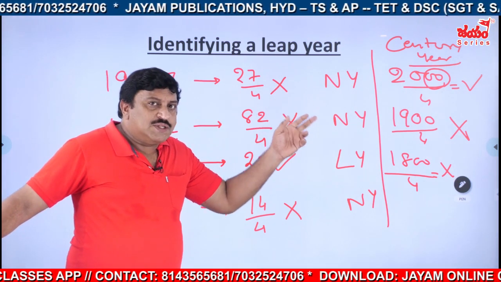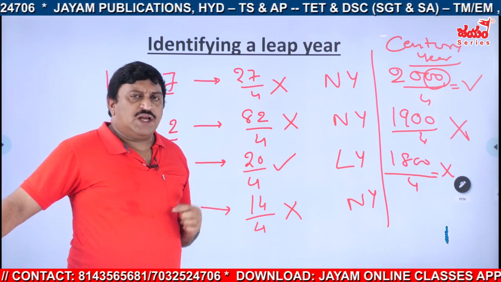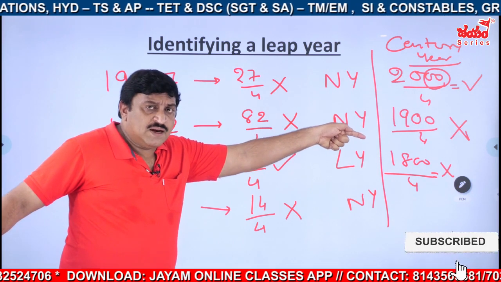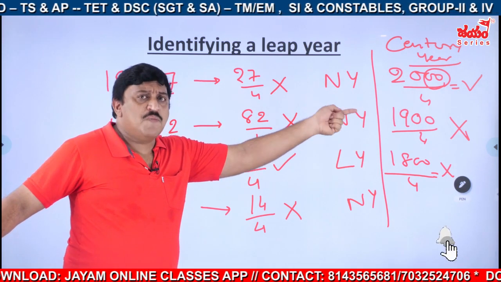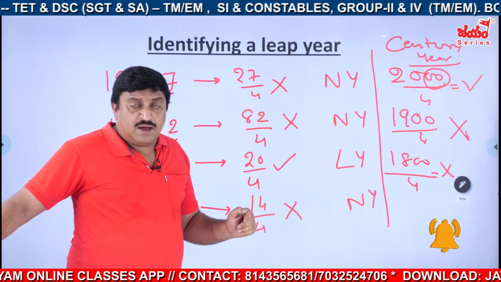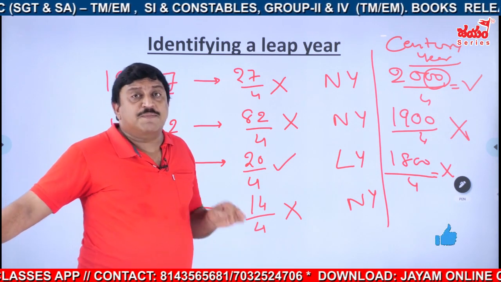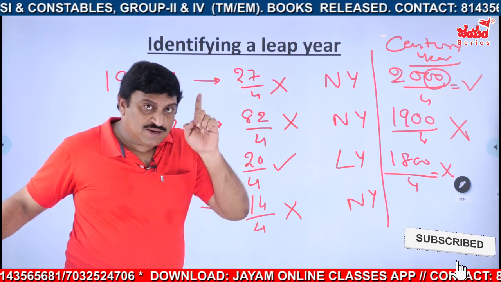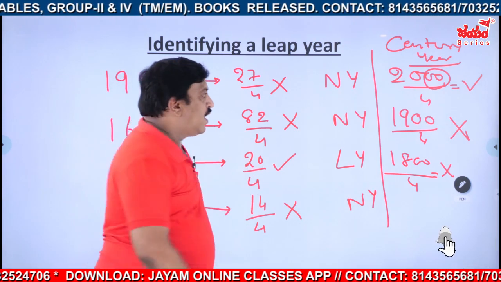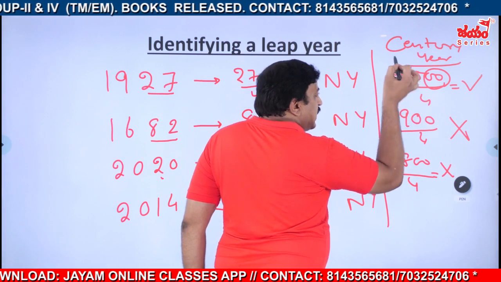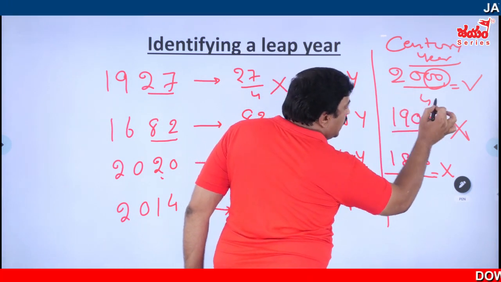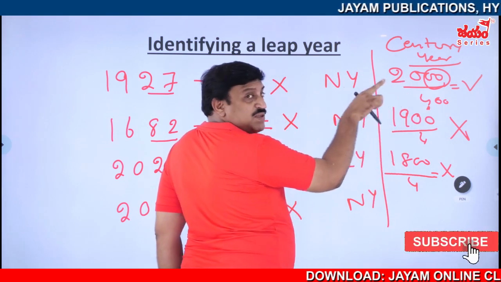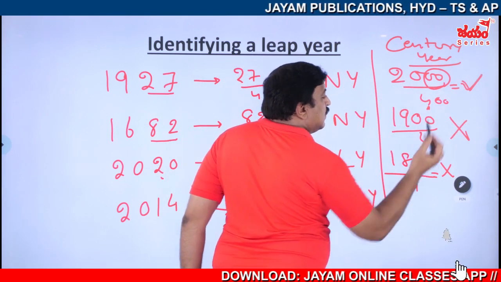Then what is the specialty about century years? In order to become a leap year, they must be divisible by 400. Not only 4, remove that 4, it is 400. Now, these are century years, and the condition for them is not 4, it is 400. Is 2000 exactly divisible by 400? Yes, 5 times exactly. That's why it is a leap year.